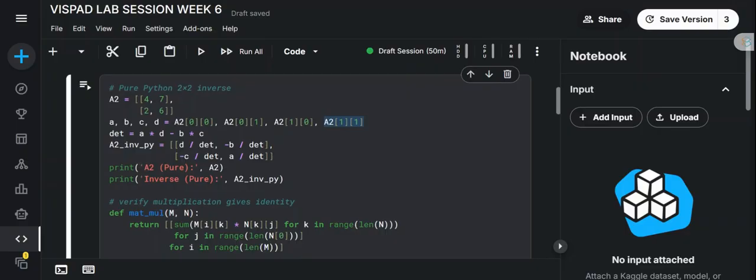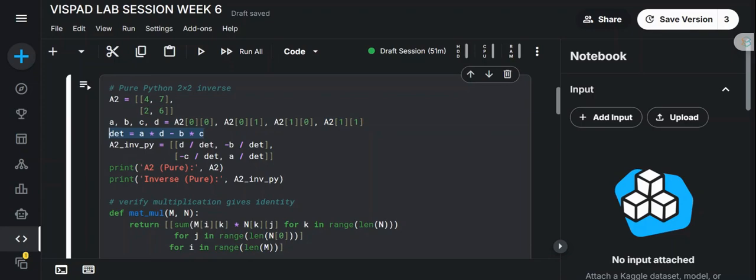And now we'll compute the determinant given over here as det equals a times d minus b times c. I'm sure you remember the formula for finding the determinant of a 2 by 2 matrix by now. It's just the difference between the product of the elements of the major diagonal and the minor diagonal. So in this case it's 4 times 6 minus 2 times 7, which is shown over here.